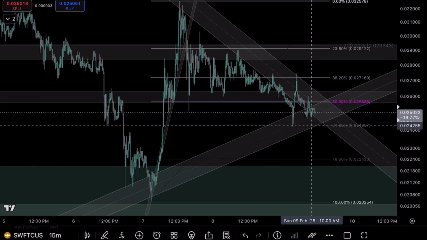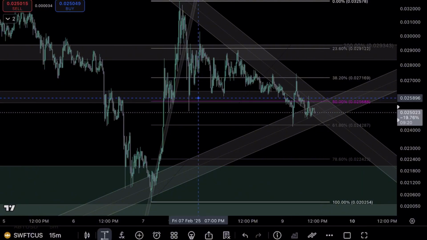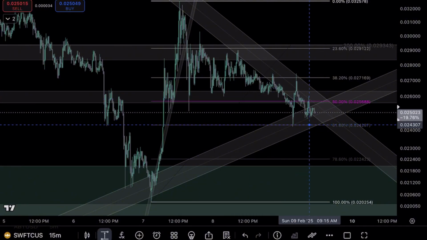If it were to bounce off of this and go back up to 50%, let's just see how much that's worth. It's a little over 5%. It depends. It depends on how much it's bouncing on that level, whether I decide to take a trade or not on that.